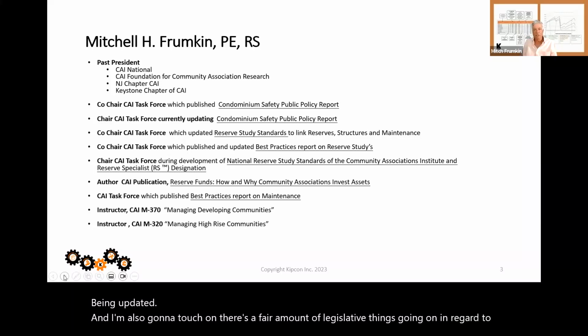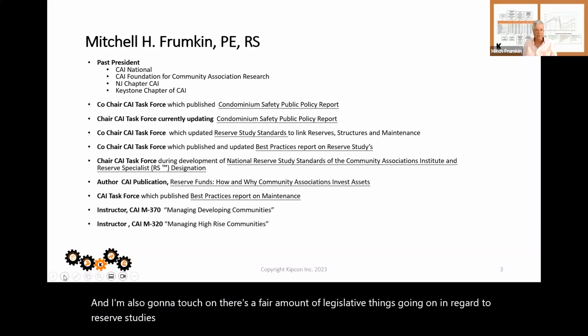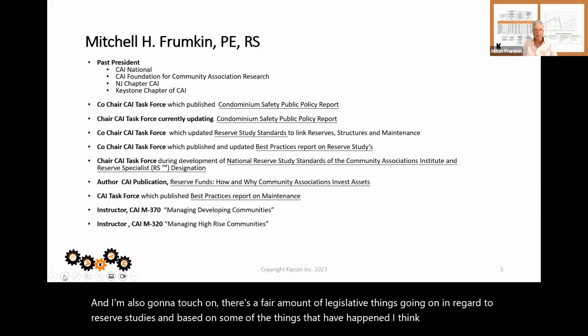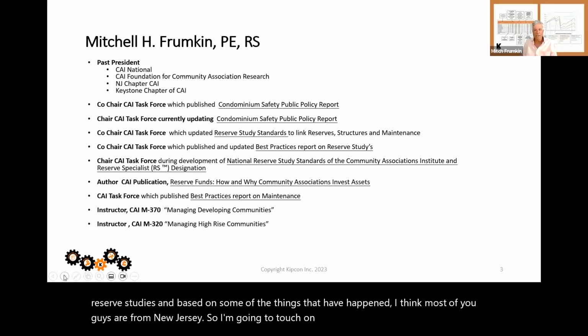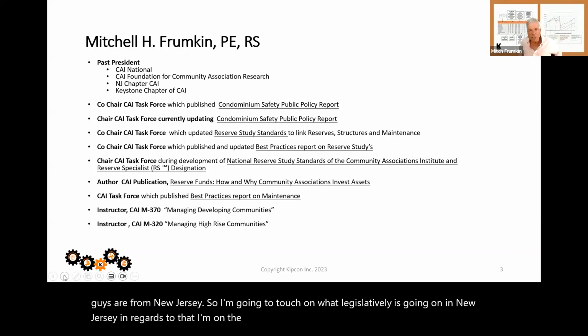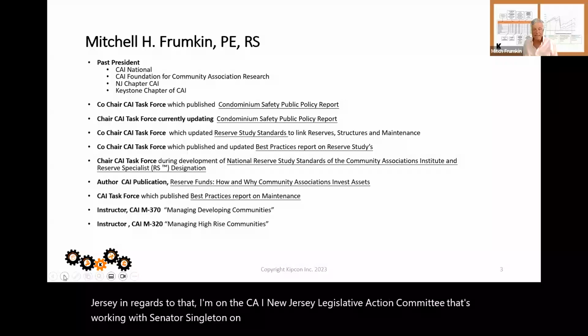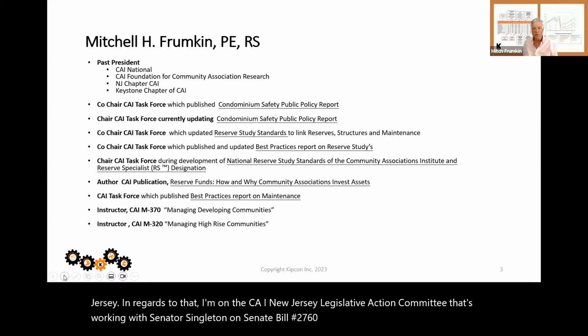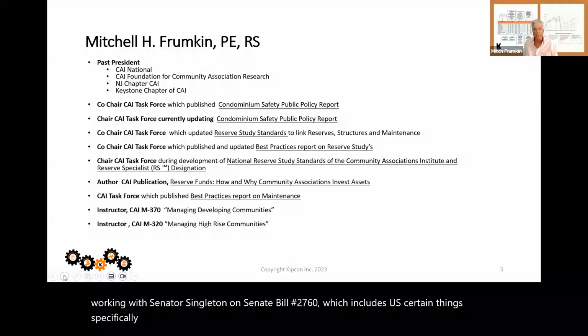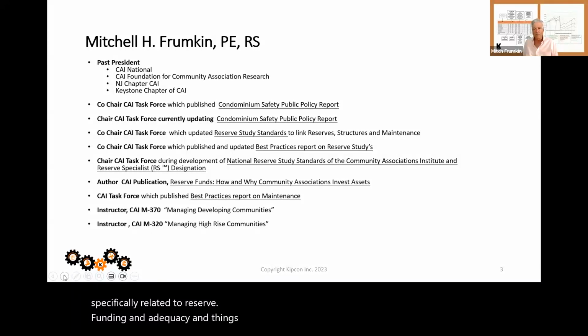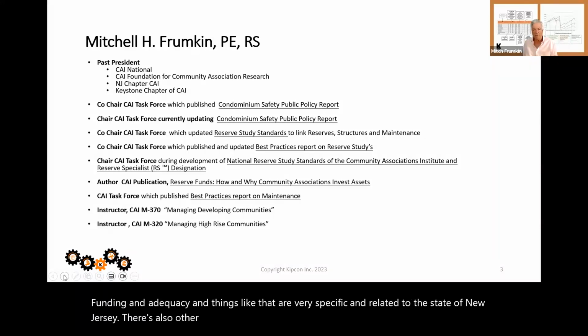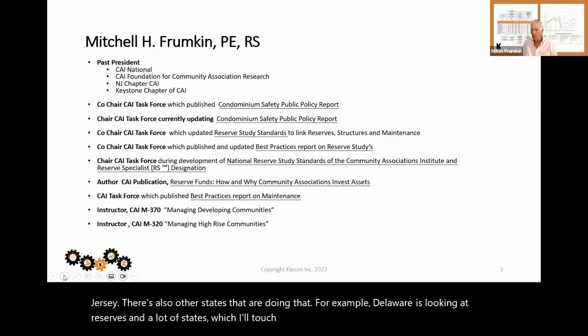Based on some of the things that have happened, and since I think most of you are from New Jersey, I'm going to touch on what legislatively is going on in New Jersey. I'm on the CAI New Jersey Legislative Action Committee that's working with Senator Singleton on Senate Bill number 2760, which includes certain things specifically related to reserve funding and adequacy that are very specific to the state of New Jersey. Other states are doing that too. For example, Delaware is looking at reserves, and a lot of other states, which I'll touch on also. There's a lot going on.